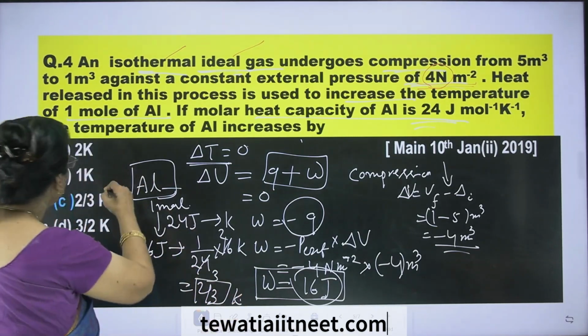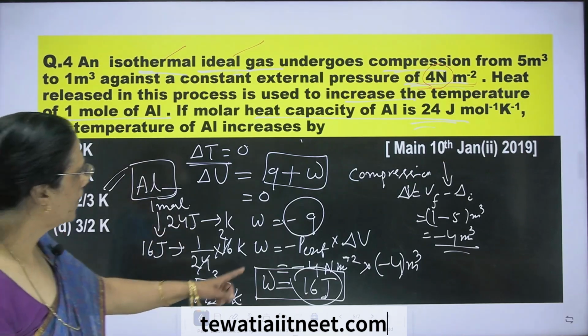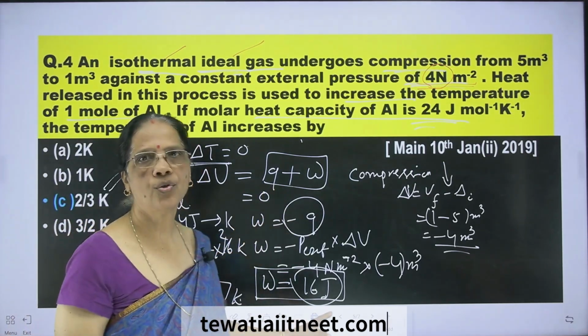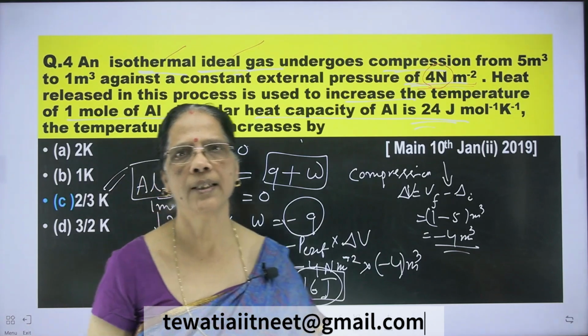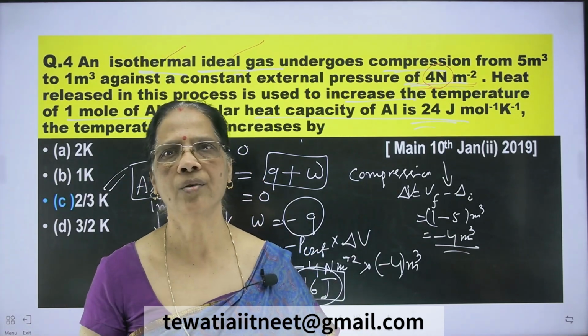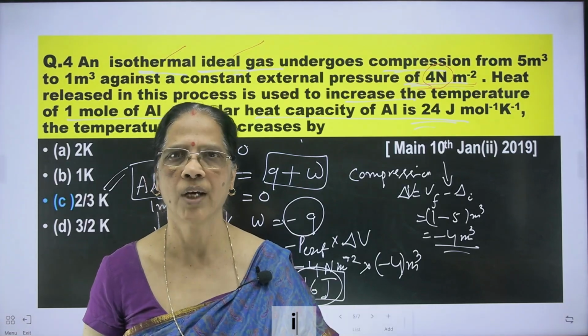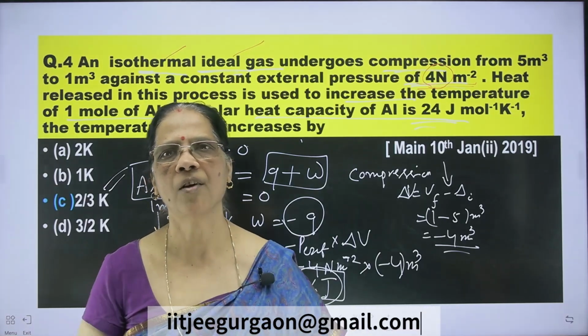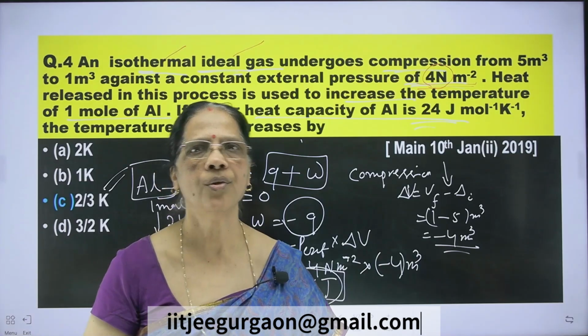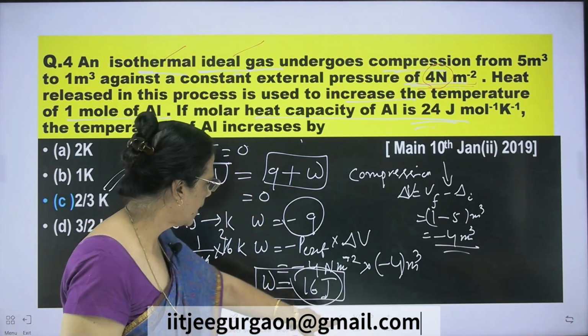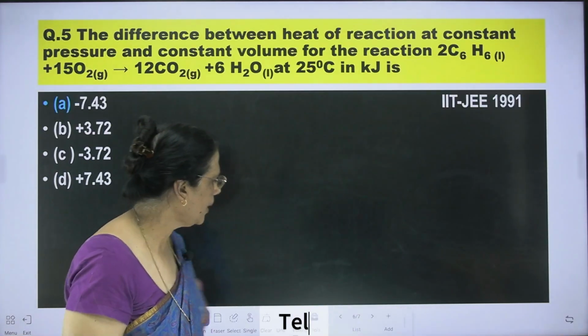Clear? So this is your answer. By this process 16 joule of energy will be released, and this released energy will be utilized to increase the temperature of aluminum. You have taken aluminum 1 mole. Heat capacity of aluminum has been given. So you can easily calculate how much energy, that means how much temperature, will be increased.